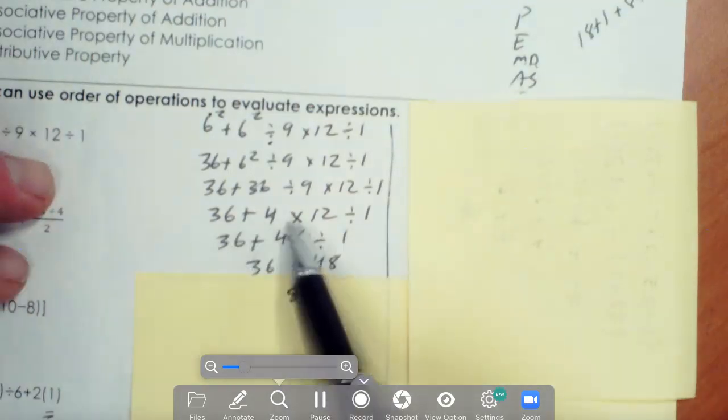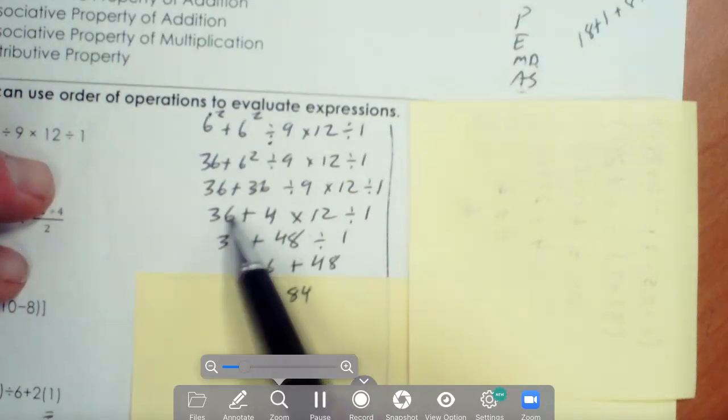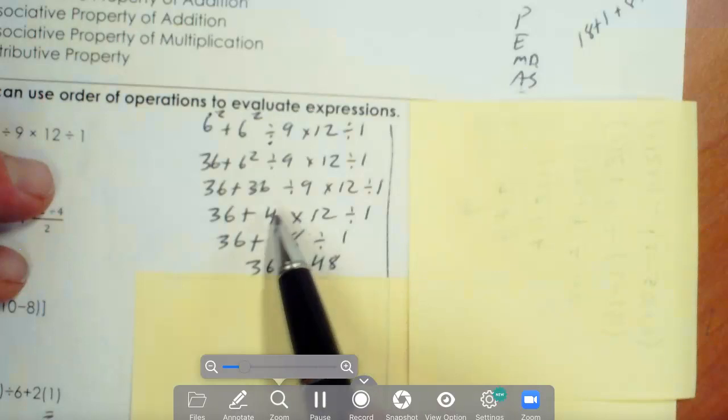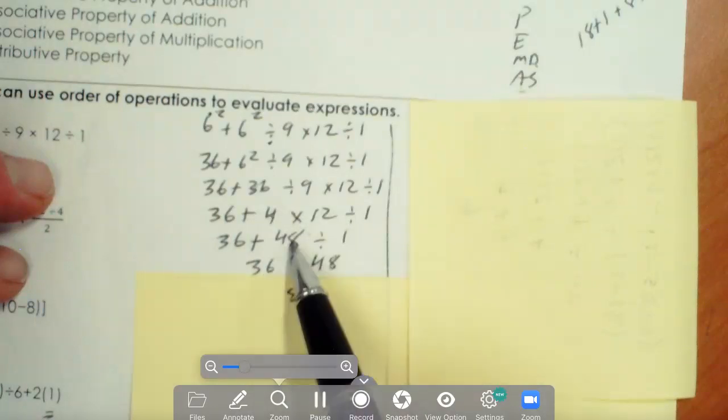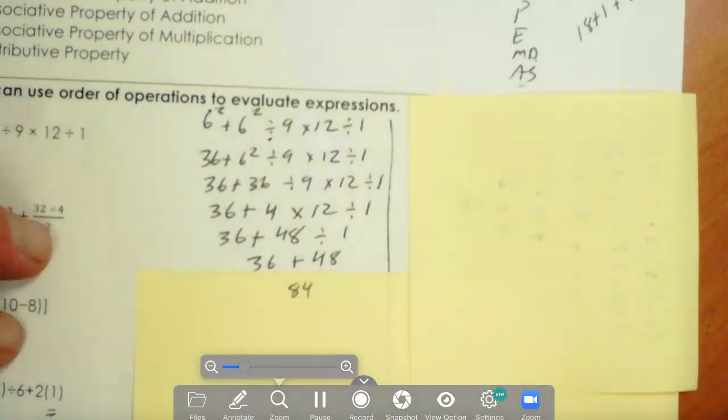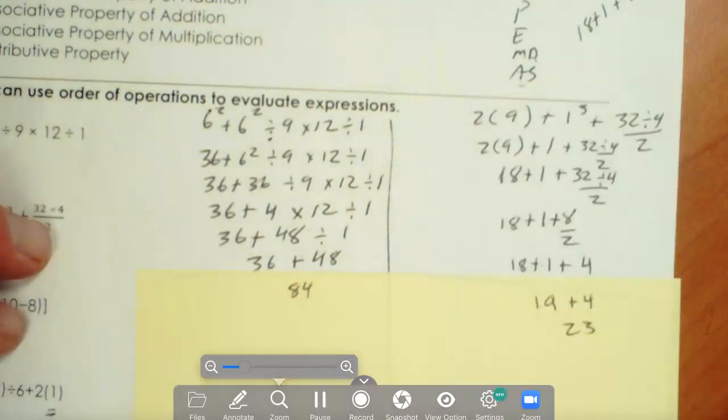Okay, I've got multiplication. I know it's tempting to add 36 plus 4, but we have multiplication and division here, so we'll do this multiplication. So 4 times 12 is 48. So I have 36 plus 48 divided by 1. 48 divided by 1 is just 48. 36 plus 48 is 84. Very nice. All right, let's take a look at this one over here.